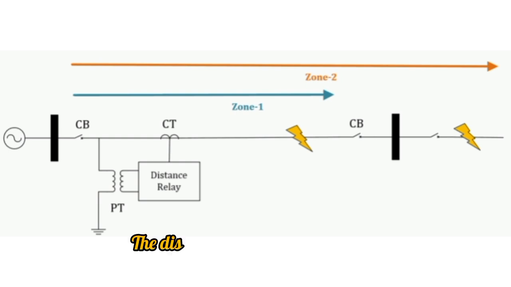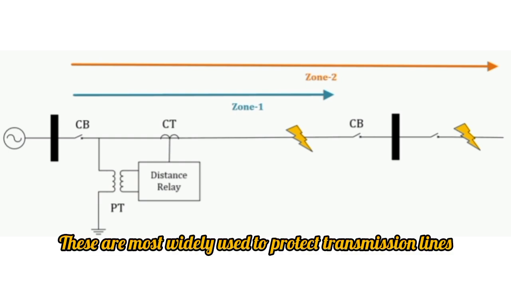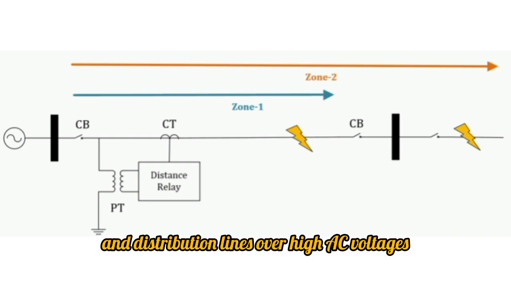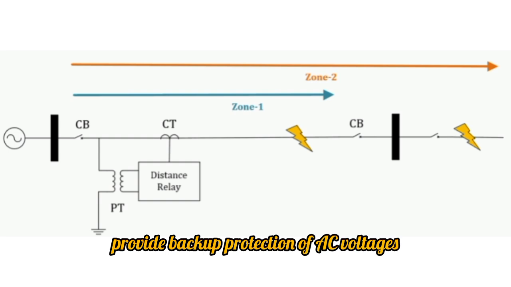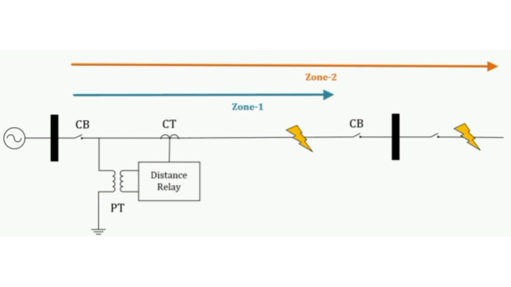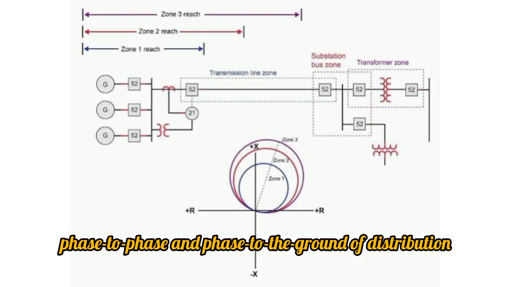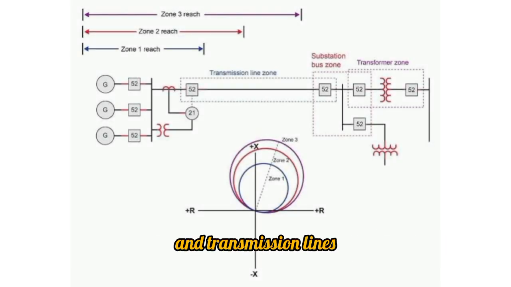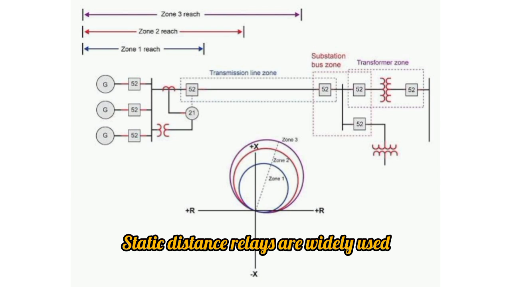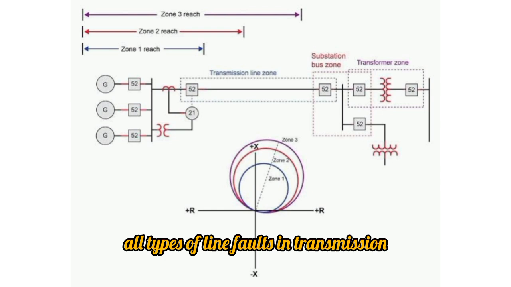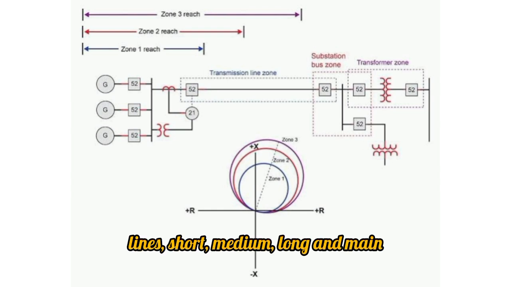Applications. The distance relay applications are: these are most widely used to protect transmission lines and distribution lines over high AC voltages. They provide backup protection of AC voltages against several faults in three-phase, phase-to-phase, and phase-to-ground of distribution and transmission lines. Static distance relays are widely used because they provide distance protection for all types of line faults in transmission lines: short, medium, long, and main.